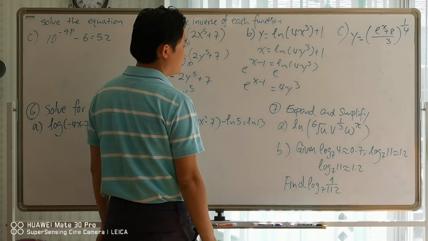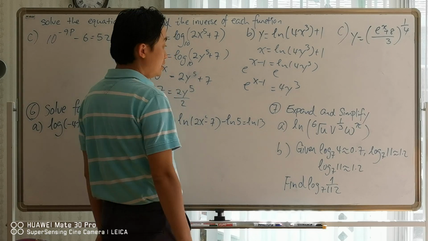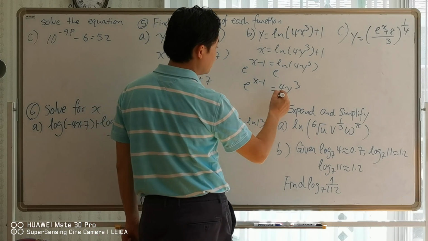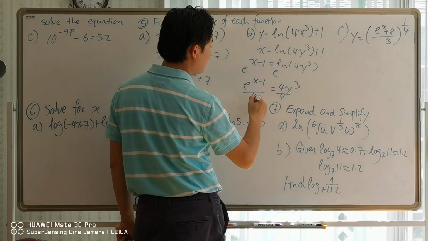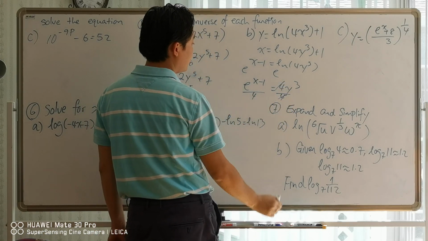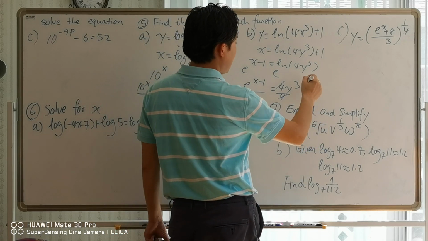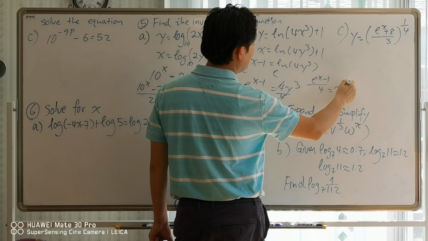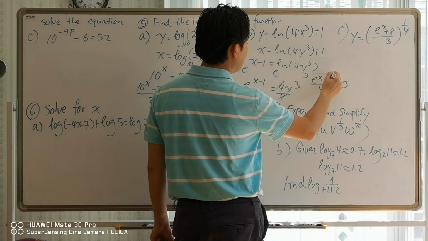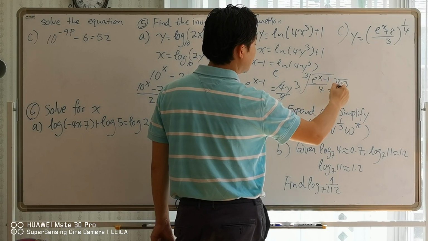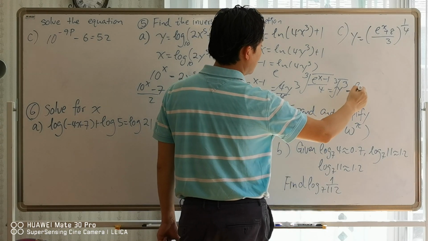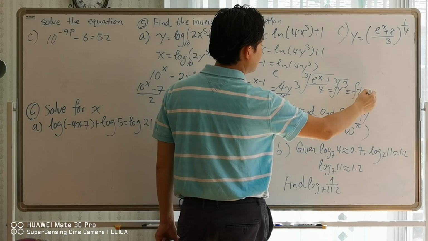And then you want to solve for y in terms of x. So in order to solve for y in terms of x, you divide by 4 on both sides. So now we do have e to the power of x minus 1 over 4, so that equals y to the power of 3, and then take the cube root of both sides. And that would be the inverse of f of x.